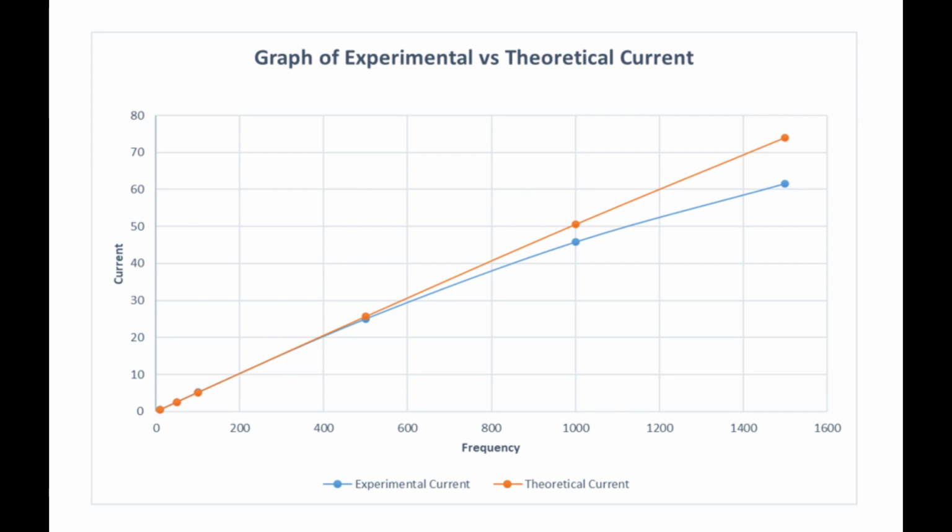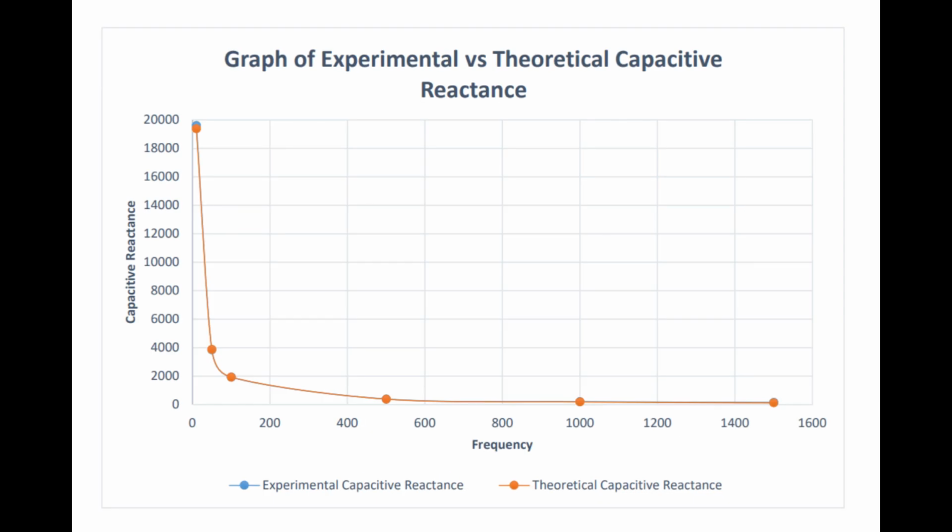As we saw from my graphs, the current in the circuit increases as the frequency increases. However, the capacitive reactance of the capacitor decreases as the frequency increases. So we are able to obtain that the frequency and the current are directly proportional, but the frequency and the capacitive reactance of the capacitor are inversely proportional.